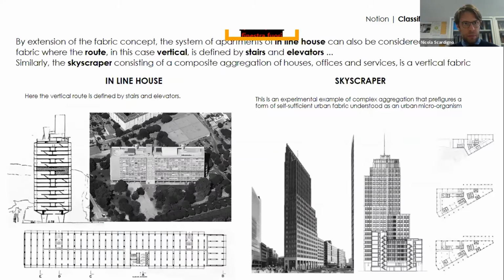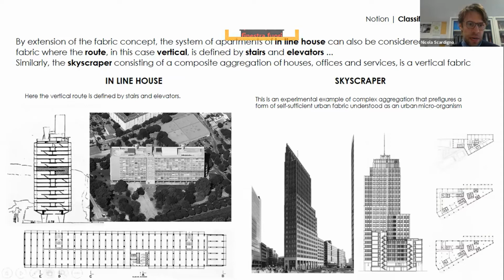By extension of the fabric concept, the system of apartments or inline houses can also be considered an urban fabric where the route, in this case vertical, is defined by stairs and elevator. Similarly, the skyscraper, consisting of a composite aggregation of houses, offices and services, is a vertical fabric. In that slide we can see an example of an inline house, the Unité d'Habitation by Le Corbusier, where the vertical route is defined by stairs and elevator.